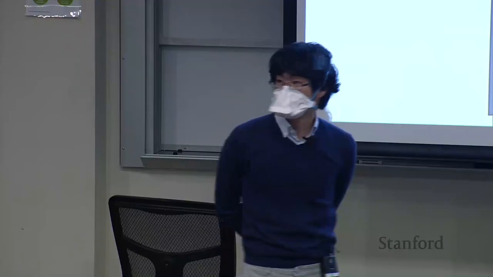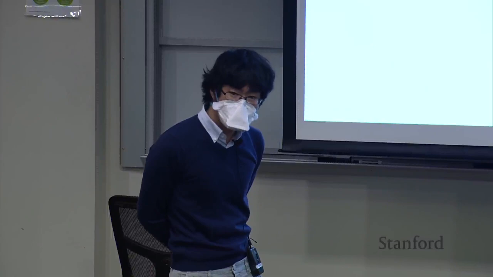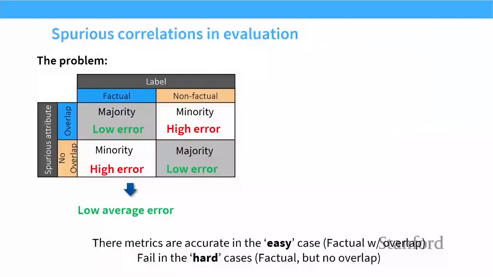Okay. The problem is really the same thing in this evaluation case. What we would like to predict, in this summarization task, is whether we have a factual summary or a non-factual summary. And the spurious attribute in this case is overlap. If you're using a lot of words from the original article during summarization, you're probably factual, right? So you have a spurious correlate that's really easy for the model to pick up, and that gives you low average error.